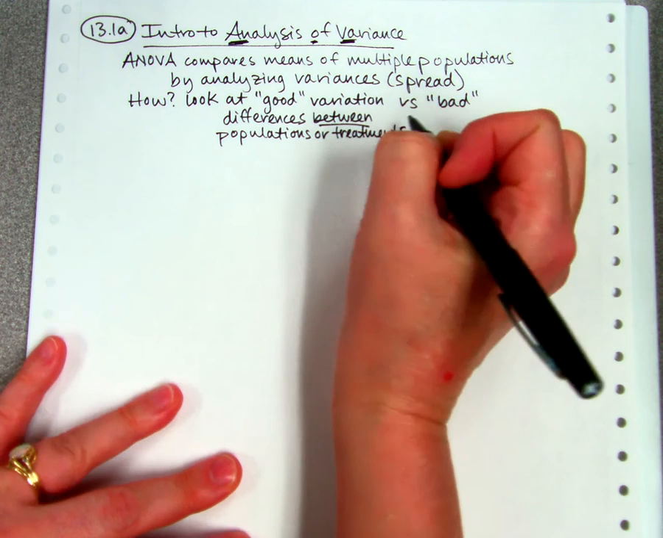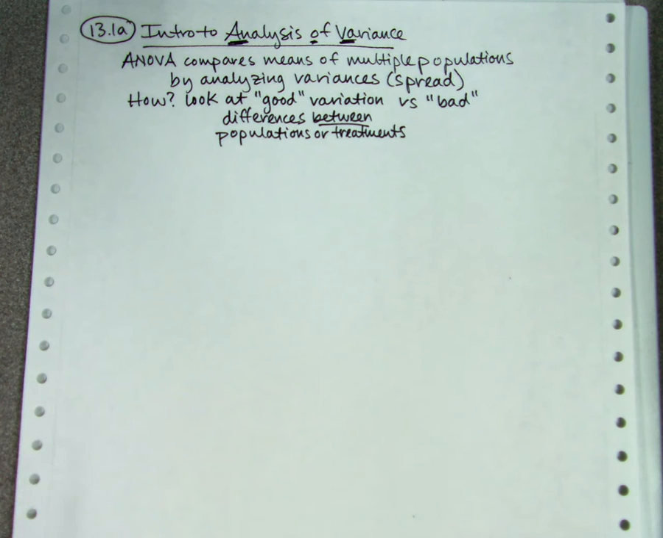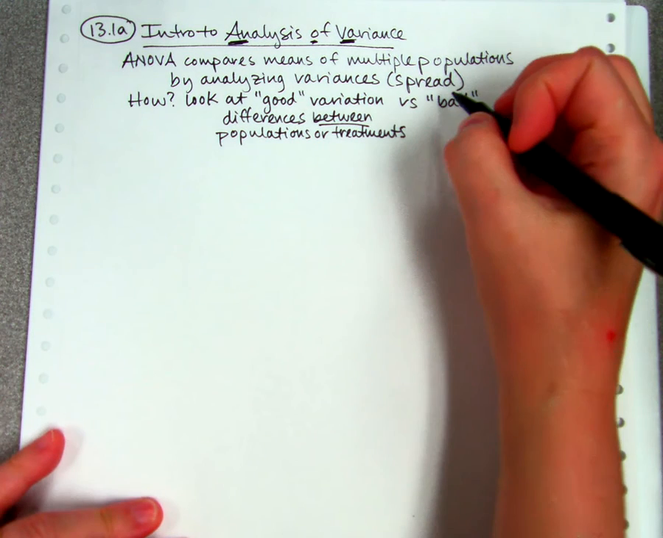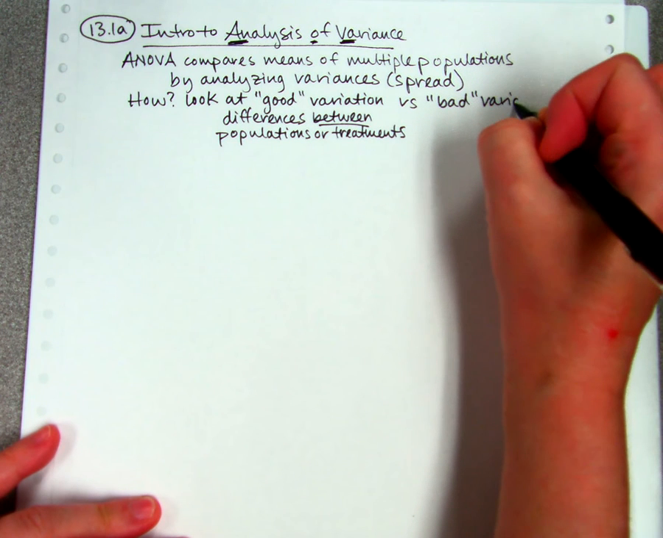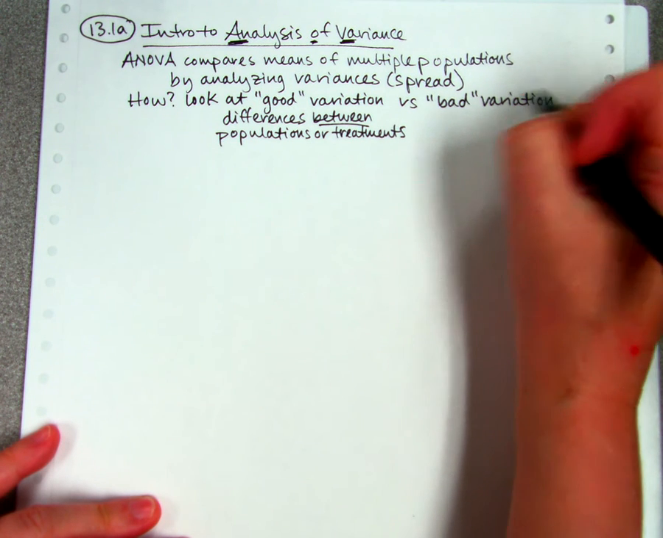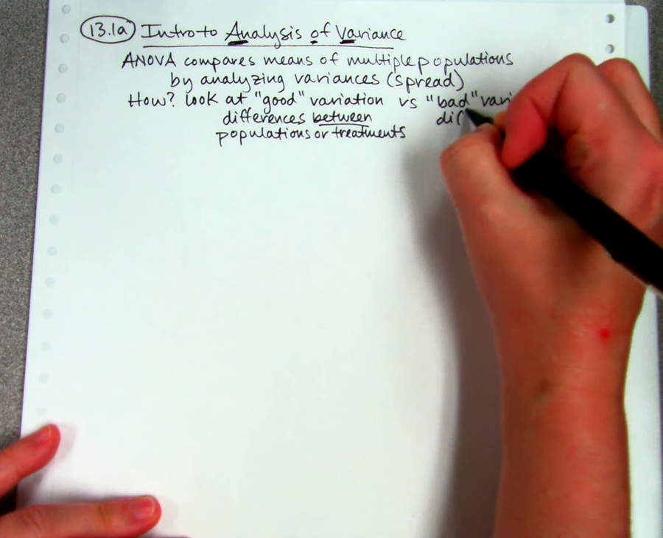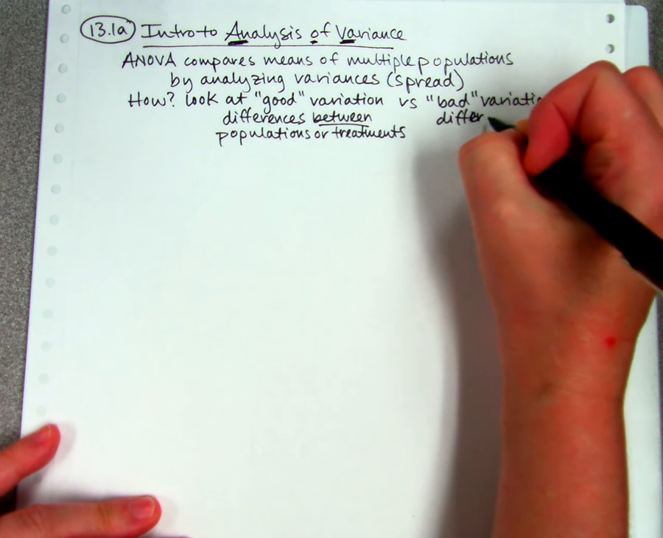Bad variation is the variation that gets in the way of seeing those differences. So if there's a lot of variation within each data set, that's bad. So the bad variation is about differences within each population or treatment group.